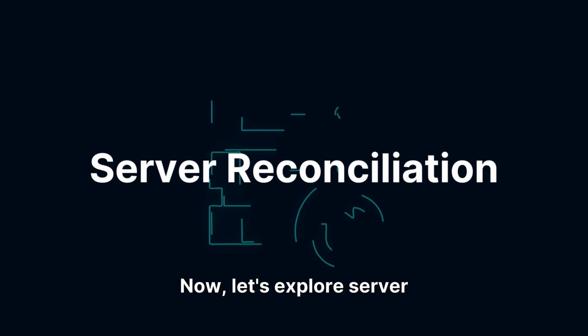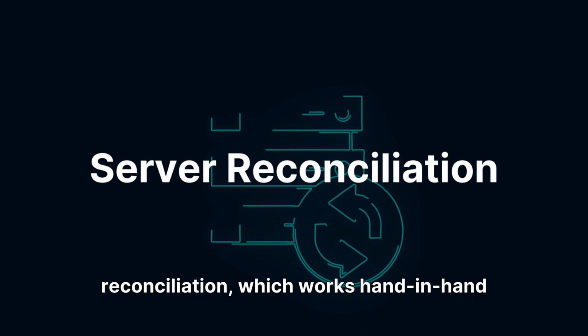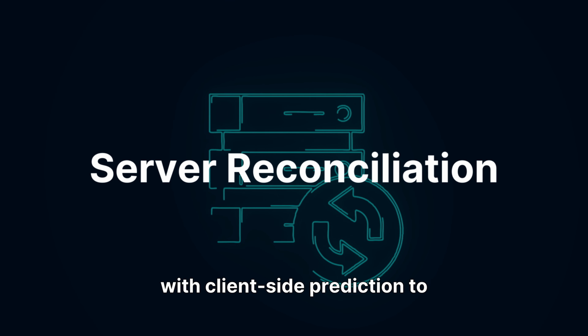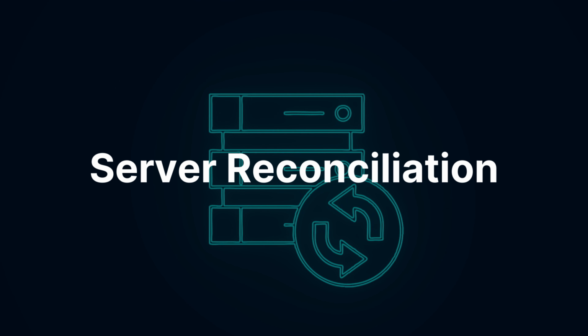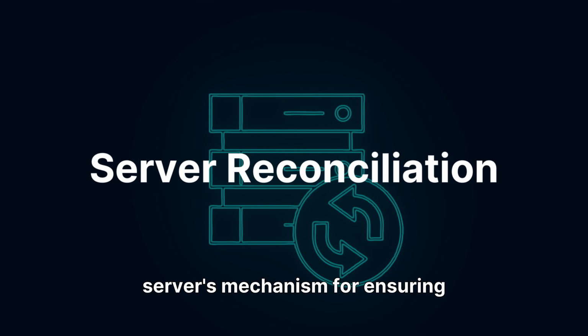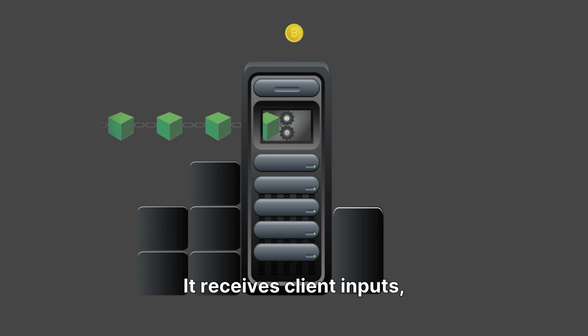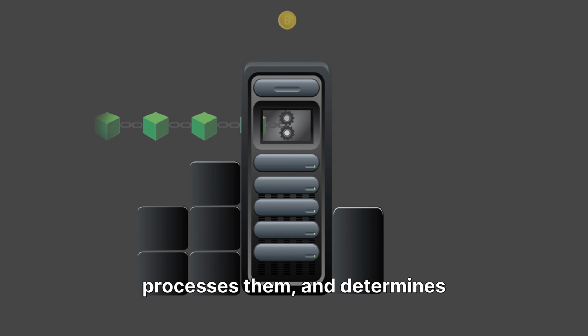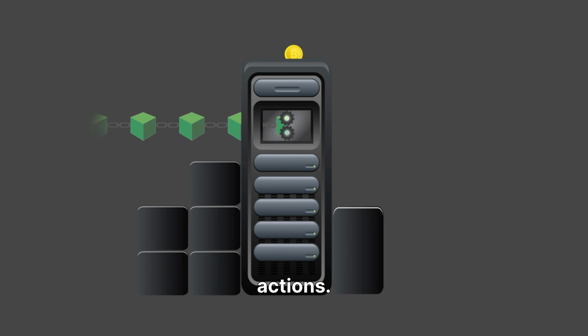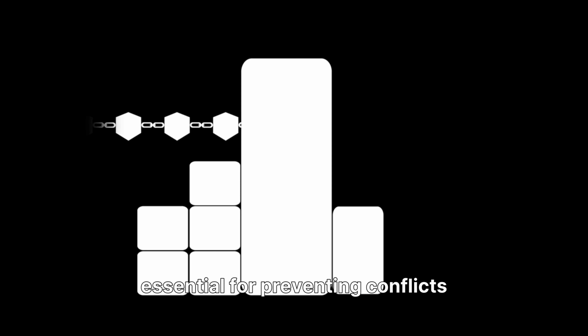Now, let's explore server reconciliation, which works hand in hand with client-side prediction to maintain game state integrity. Server reconciliation is the server's mechanism for ensuring that all clients eventually agree on the true state of the game world. The server is the ultimate authority for the game state. It receives client inputs, processes them, and determines the true outcome of actions. This centralized authority is essential for preventing conflicts and ensuring fairness across all connected players.